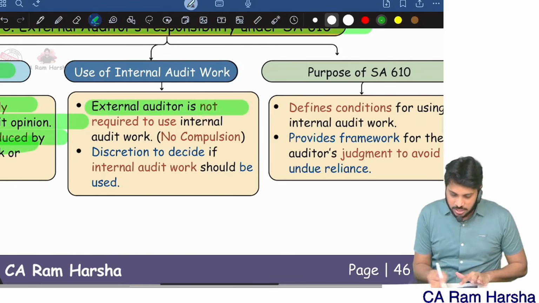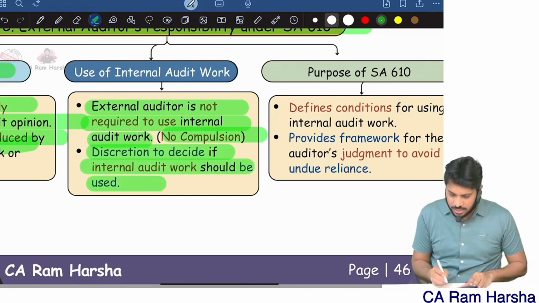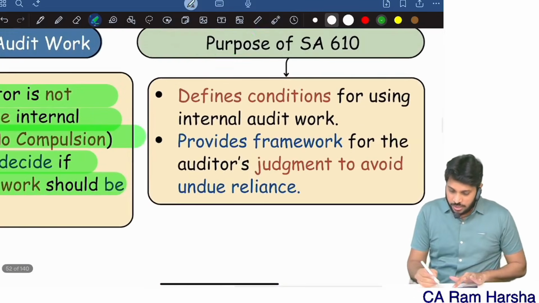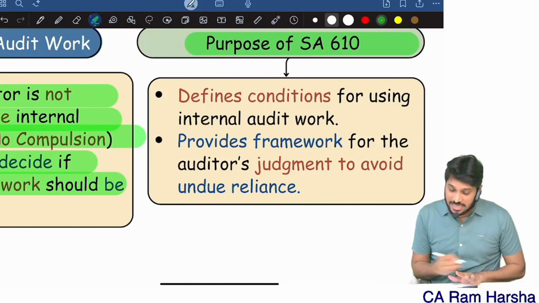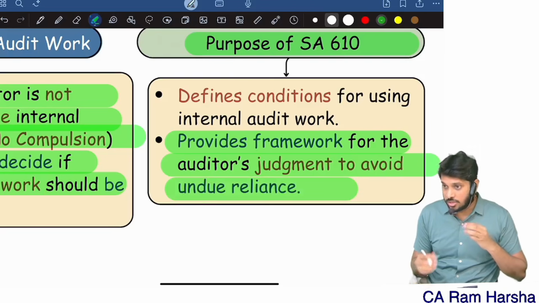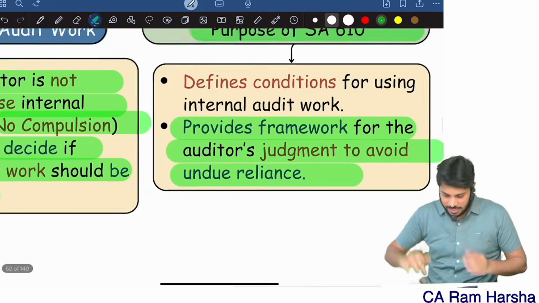Now, the external auditor is not required to use internal auditor work. There is no compulsion for you. If you want, you can use it. It is your discretion whether to use it or not. Now, if at all you are using it, then 610 tells you how to. It provides the entire framework, yes or no, so that you can avoid undue dependence on the internal auditor.